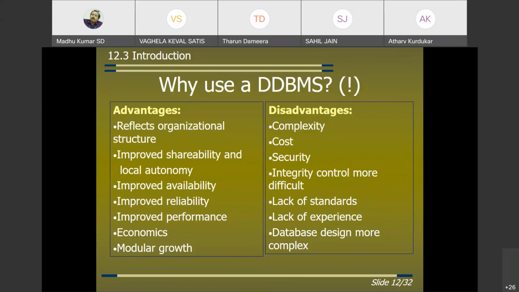Yes, sir. How is modular growth supported, or is it coming as an advantage or outcome? It concerns the individual sites without bothering the other sites. It's a unit by unit growth, so in the network you can add more units.